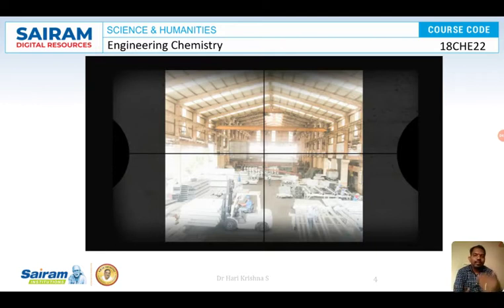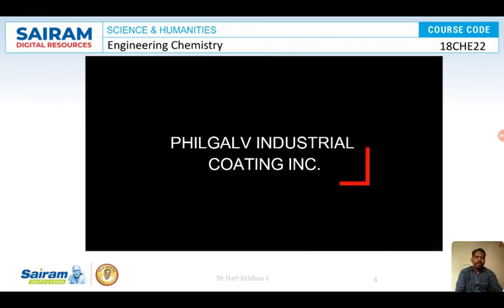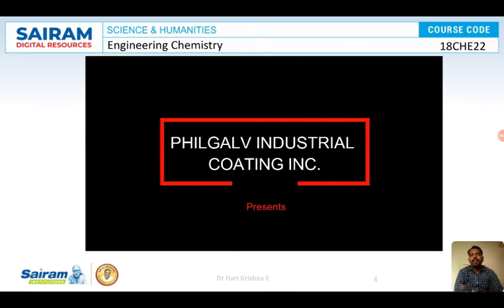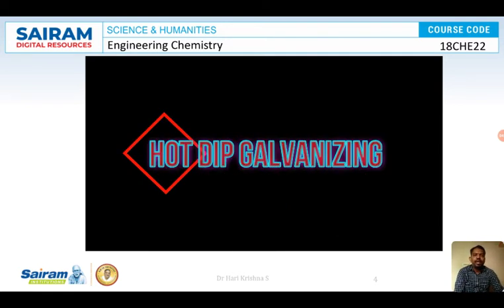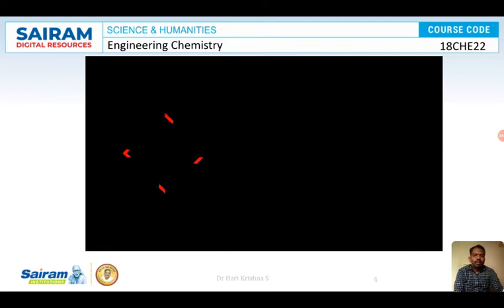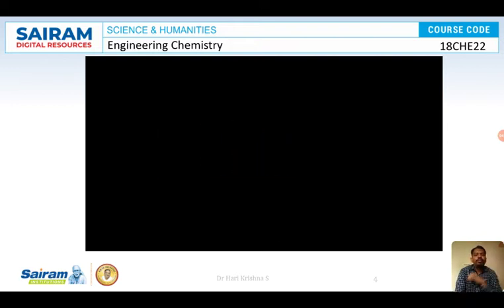So how this galvanization process is done industrially, have a look using this video. Okay, so you might have visited any of the railway stations nearby to you, right? So when you visit a railway station, almost all railway stations in Bangalore have electric trains. So if you want to run electric trains, what is the main essential? Current. For that you should have poles, right?